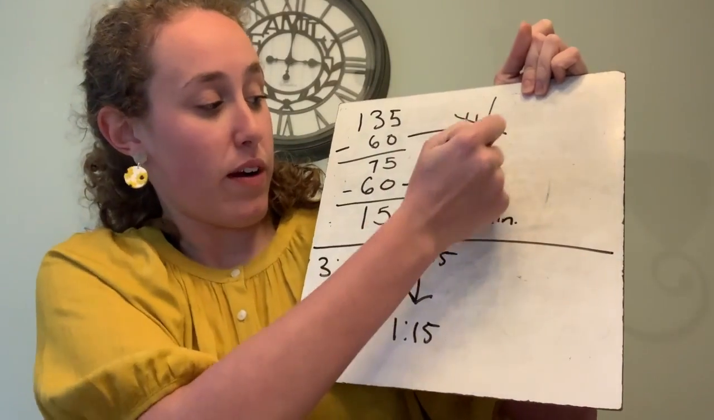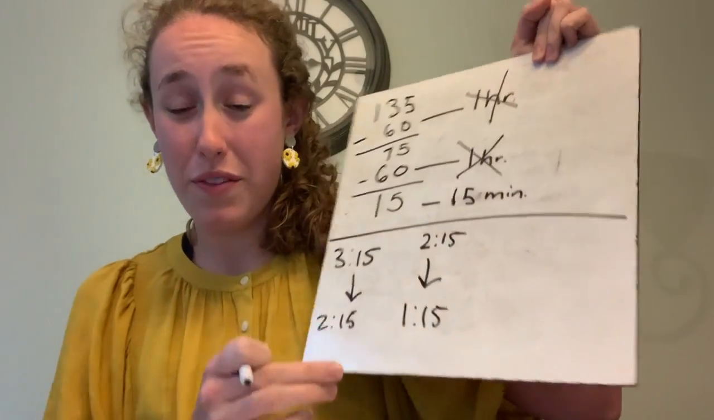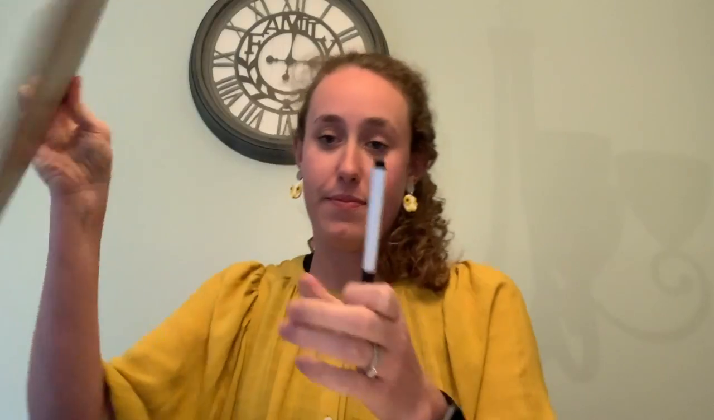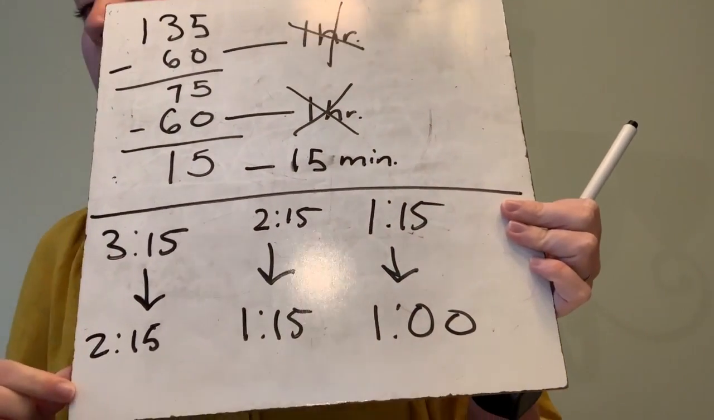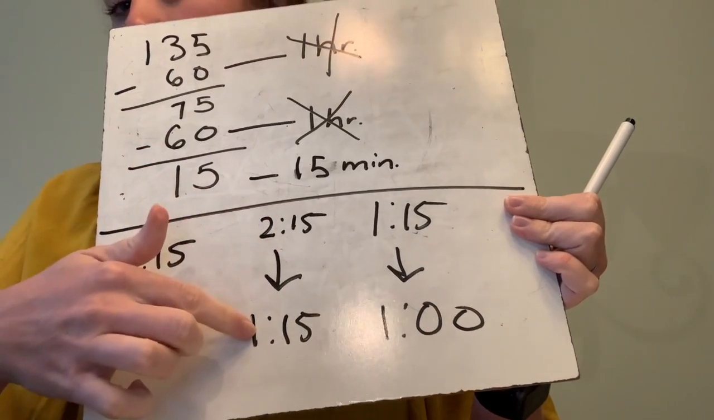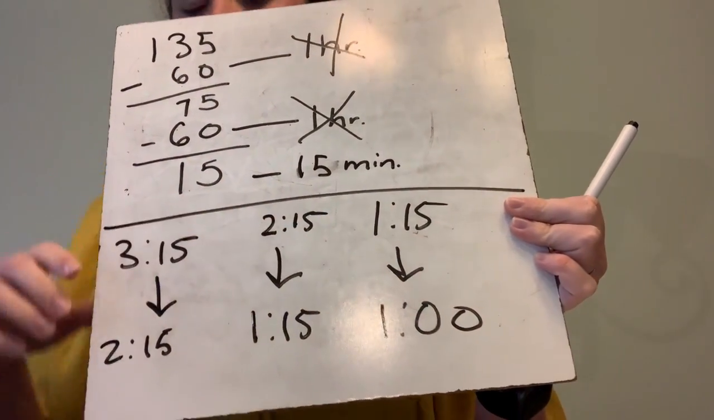That's my second hour. I still need to go back 15 more minutes. I start with 1:15. I go back 15 more minutes. June's choir practice started at 1 o'clock. Notice, 1 hour, 2 hours, 15 minutes. If we add all that time up, it equals 135 minutes.